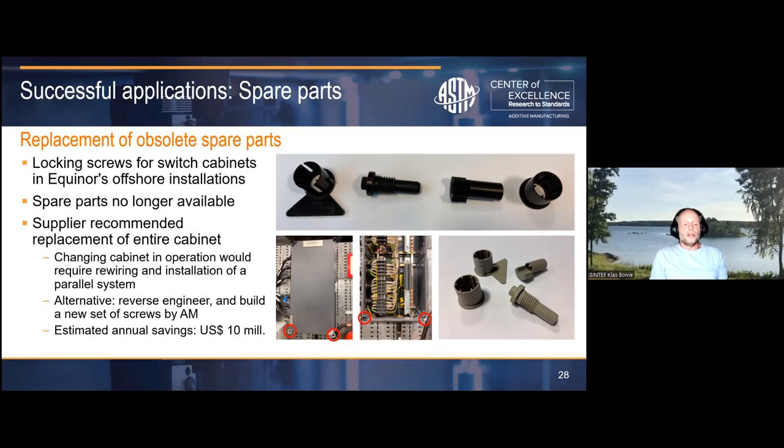But that means they would need to rewire every installation that goes through that switch cabinet and set up a parallel system to keep the offshore oil platform in production during this change. This is enormously time consuming and very expensive, and there's also significant risk in it. So as an alternative, Equinor looked into reverse engineering the obsolete parts, and that wasn't a problem. They could easily build the screws by AM in polyamide using a powder bed fusion process. And they estimated this solution will save them $10 million every year, for making this little plastic part and putting it in place instead of changing the cabinets.